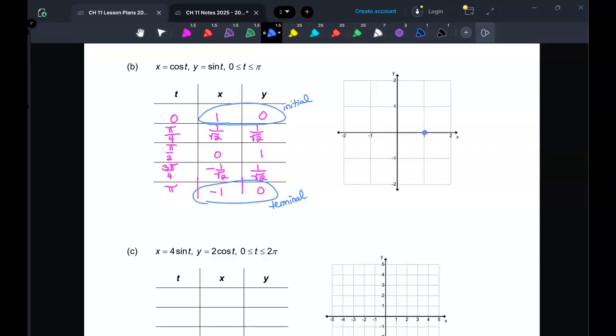So 1, 0. So yeah, it's going to go like that.